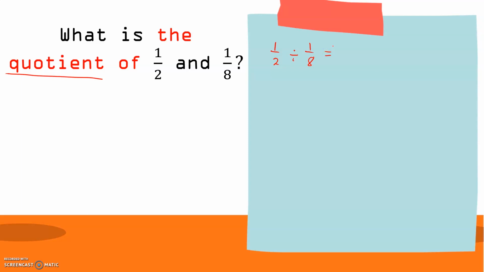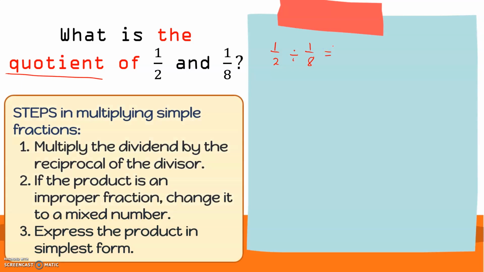These are the steps that we'll follow in dividing these simple fractions. First, we multiply the dividend by the reciprocal of the divisor. Our dividend in this equation is 1/2 and the divisor is 1/8. Again, according to the first step, we multiply the dividend, which is 1/2, by the reciprocal of the divisor. What is the reciprocal of 1/8? Correct. The reciprocal of 1/8 is 8 over 1 or simply 8.